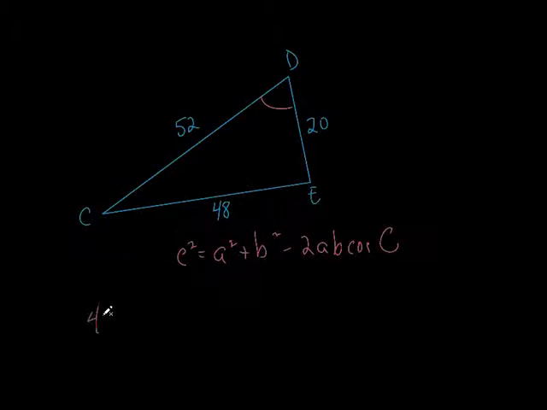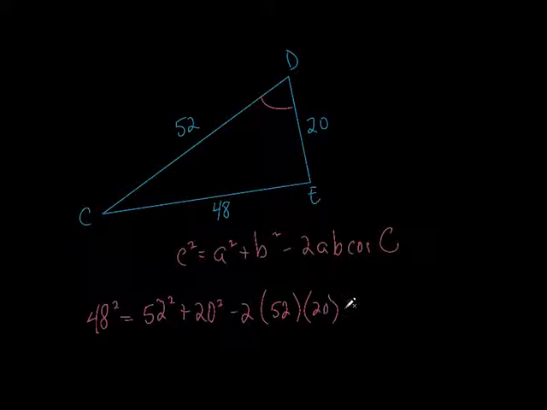Okay, so watch what I'm going to do. I'm going to go 48 squared, okay, talk to me now, equals what? 52 squared plus 20 squared minus 2, right? Yeah, well, it's already labeled. We'll call it D, all right?